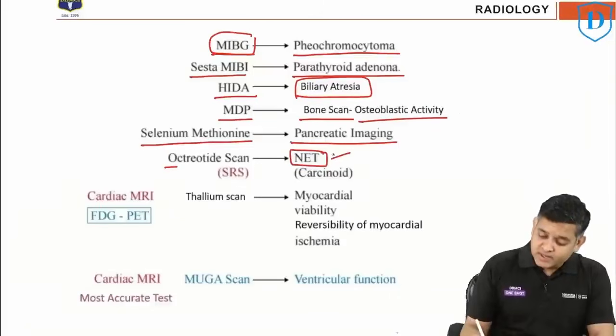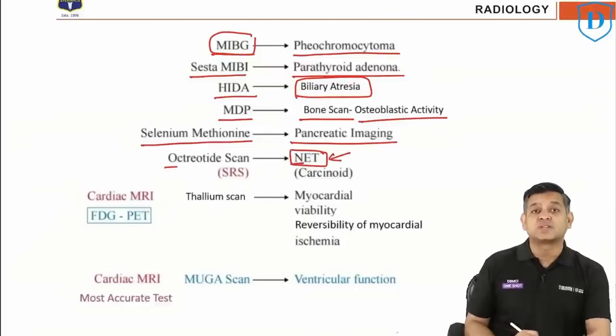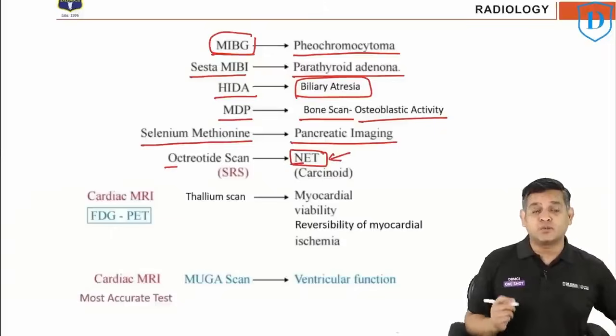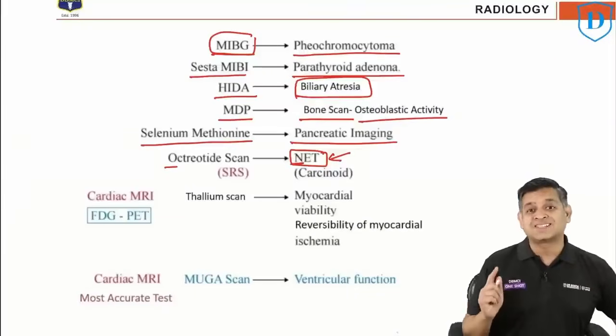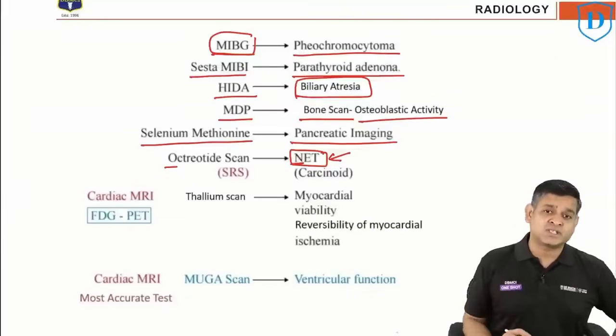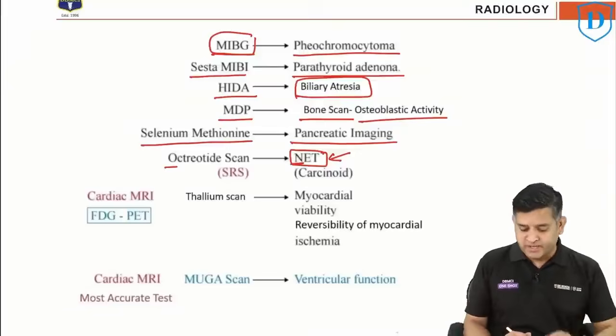I always say, whenever this word neuro comes, we jump to MRI. There are very few places where, along with neuro, the answer will not be MRI, and this is one such example, which is somatostatin receptor scintigraphy.